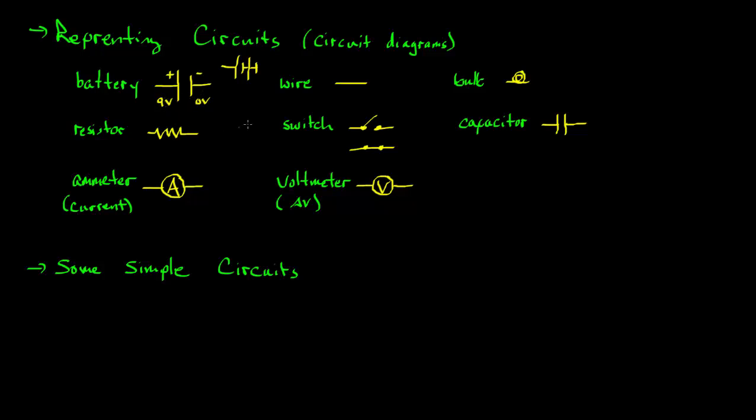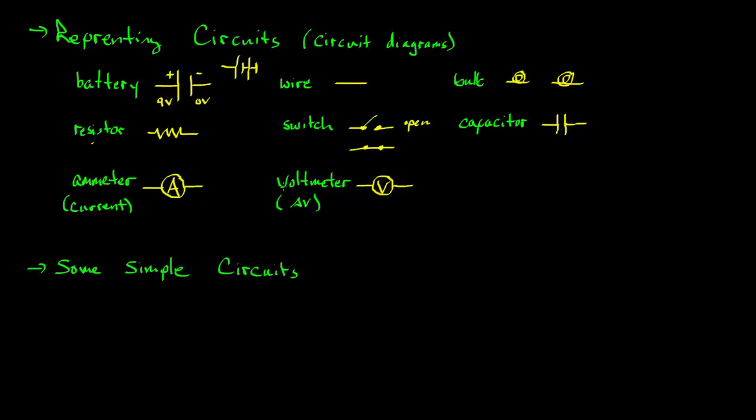Wires are just lines. A bulb is this little thing, so I usually draw an E and then draw a circle around it. That would be a light bulb, any kind of light bulb. And then we have resistors. We'll talk about these. They just resist the flow of current, so they're little jagged lines. A switch: this is an open switch, and this is when it's closed. A capacitor: make sure that the plates are the same. This is a parallel plate capacitor. It's different from a battery.